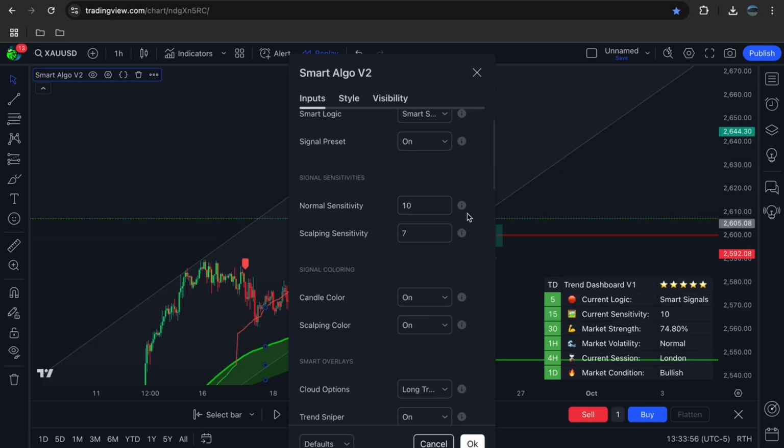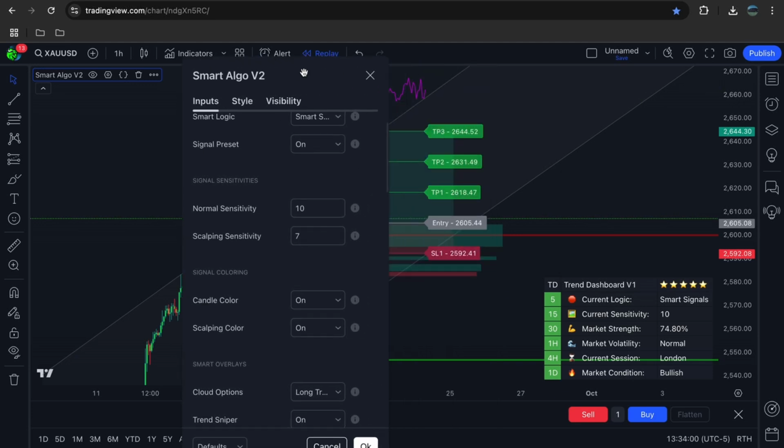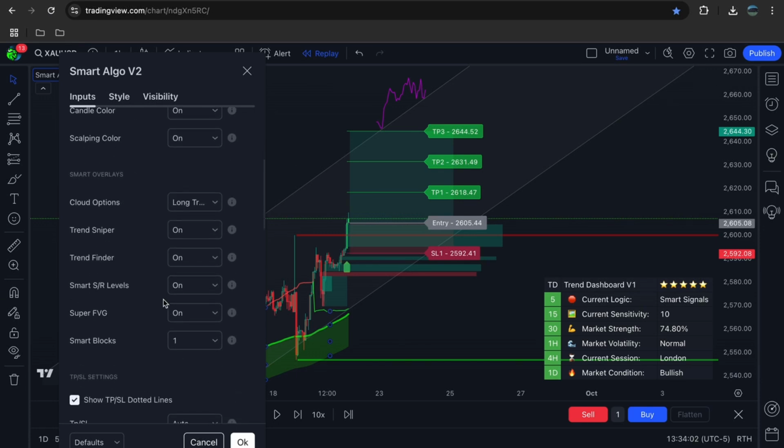Now, begin building your confirmation layers. The first step is to activate the Smart Cloud. This feature gives you a clear view of the market's trend and momentum. If the price is above the green cloud, it indicates a bullish market, meaning you'll focus on buy trades. If the price is below the red cloud, the market is bearish, and you'll look for sell trades. The cloud acts as your primary trend filter, ensuring you only trade in the direction of the overall market momentum.